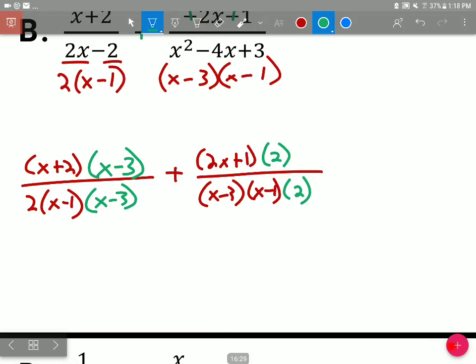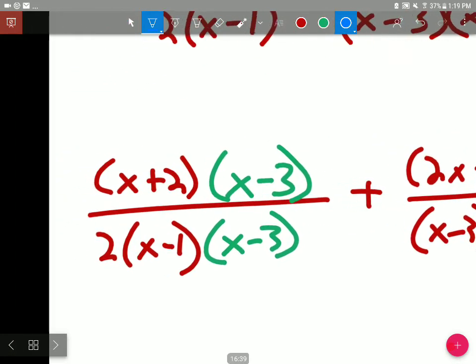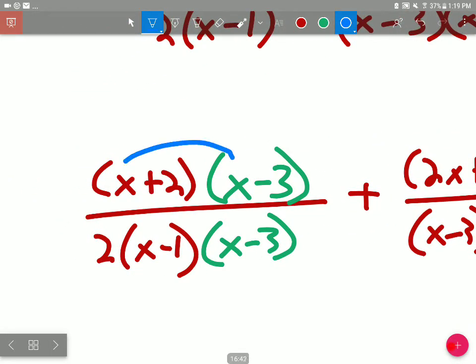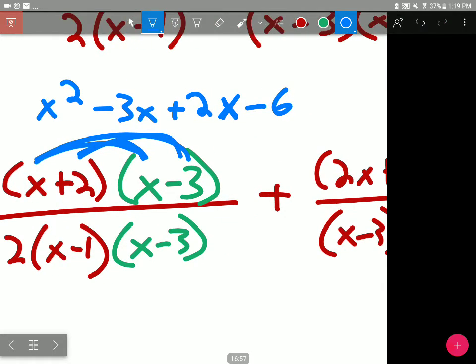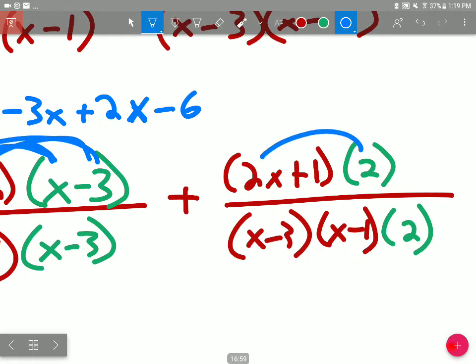Goal number 3, what does it say? Multiply the top out and combine. This is probably the most tedious part, but let's start. What is x times x? X squared. What is x times -3? What's 2 times x? What's 2 times -3? All right, let's go to this side. What is 2x times 2? What is 1 times 2? Okay, so there's the top.